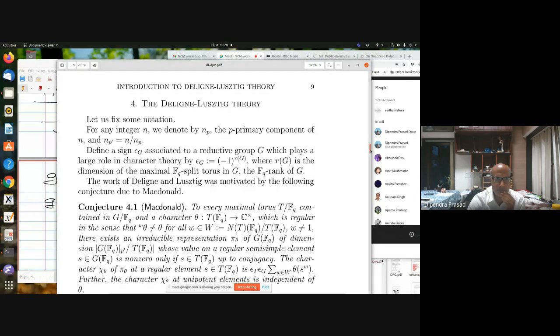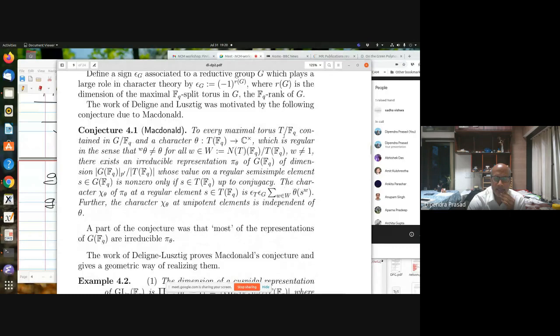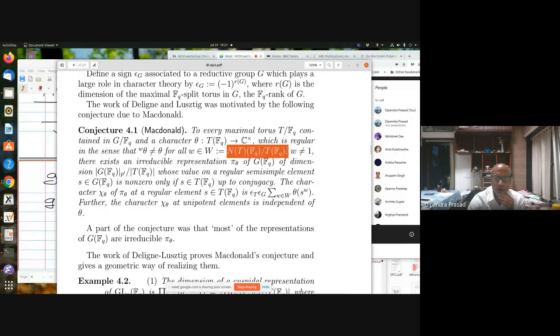Okay, so the conjecture of Macdonald said that to every maximal torus in G(F_q) and a character theta on the torus, which is regular, in the sense that theta^w is not equal to theta for any element w in the Weyl group, which is defined here. One needs to be careful. There is something called the absolute Weyl group, and then there is this kind of Weyl group. To make matters worse, there are many kinds of Weyl groups. So this Weyl group depends on the torus.